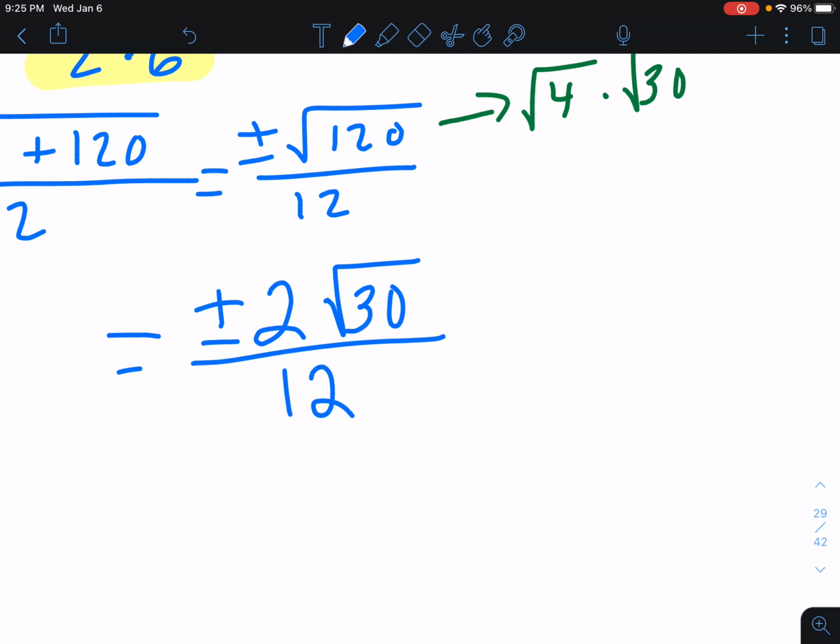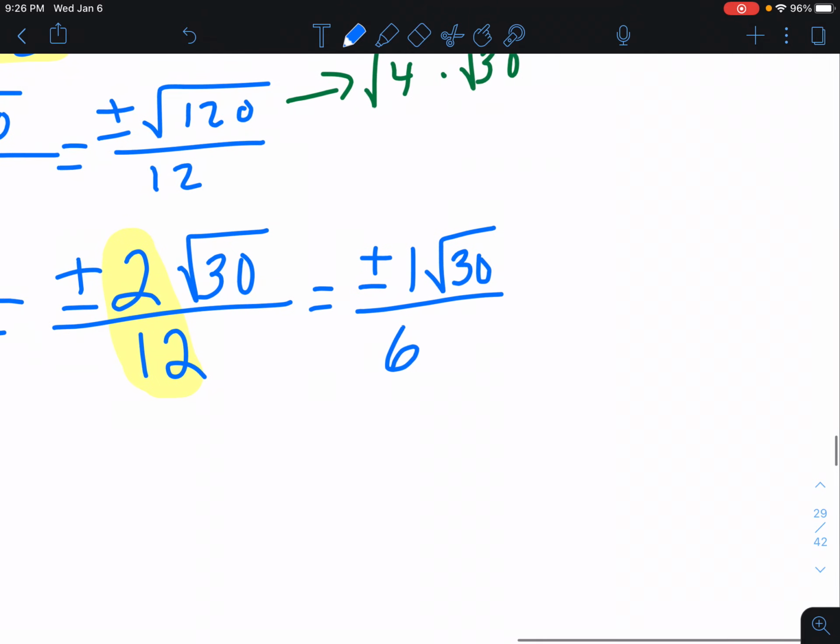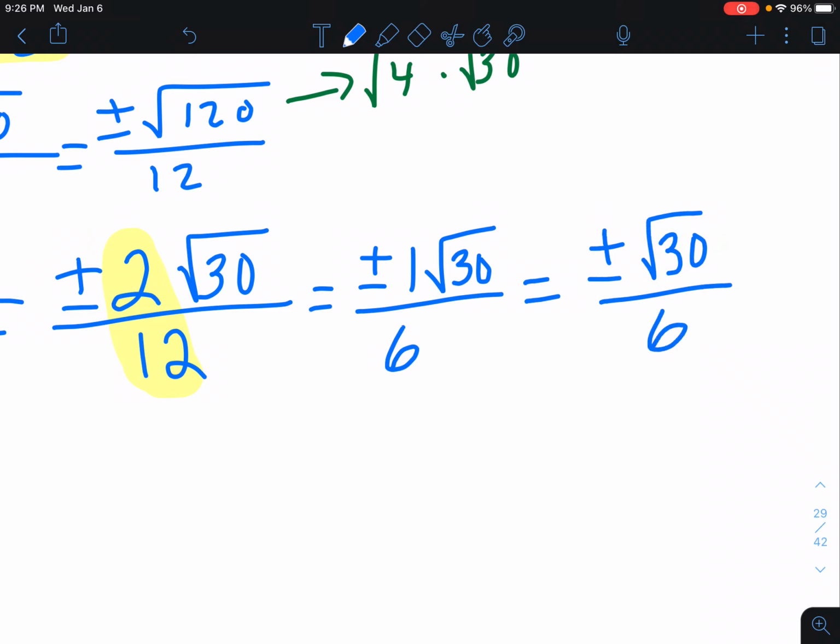And remember what I said earlier: when you pull a number out of a radical, you must try to reduce the fraction, which you can here. If you notice this, 2 divided by 12, or 2/12, can be reduced to 1/6. So 1/6, carry over the square root of 30. And then, technically you wouldn't leave a 1 in front of a radical, you just make it invisible. So this would be positive and negative square root of 30 divided by 6.